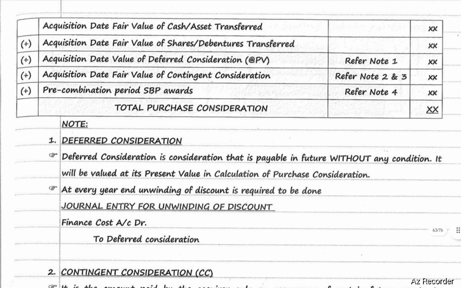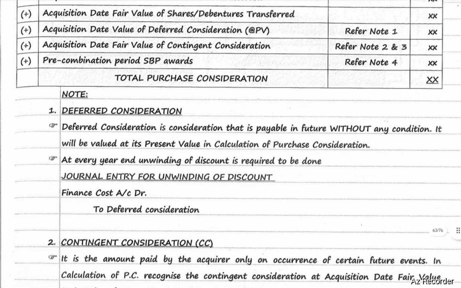Next, step 3, calculation of purchase consideration transferred. How to calculate purchase consideration? Fair value of cash or assets transferred as on date of acquisition plus fair value of shares or debentures transferred as on date of acquisition plus present value of deferred consideration as on date of acquisition plus fair value of contingent consideration as on date of acquisition plus pre-combination period SBP awards, share-based payment awards. That gives total purchase consideration.